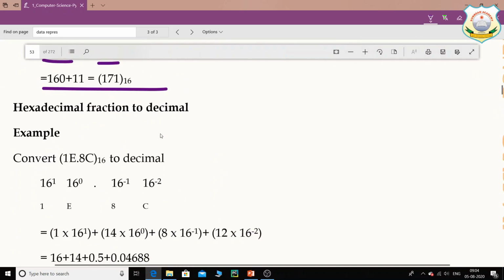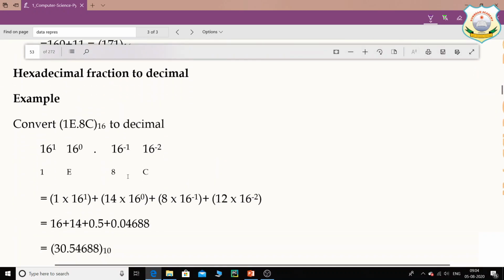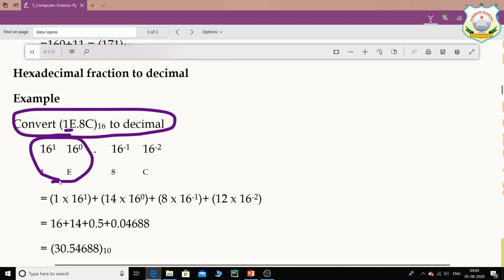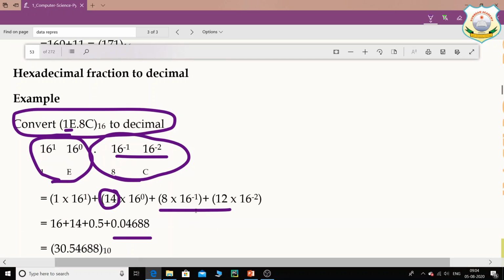Fine, children, so please make sure with hexadecimal, so you can see this is converting 1E.8C. So for 1E you're going to follow the same procedure, you can see over here. So that is E into 16 raised to 0, and what is E? That is 14. 14 into 16 raised to 0, and this is 1 into 16 raised to 1, and for this you have to follow this procedure, and that is the answer.